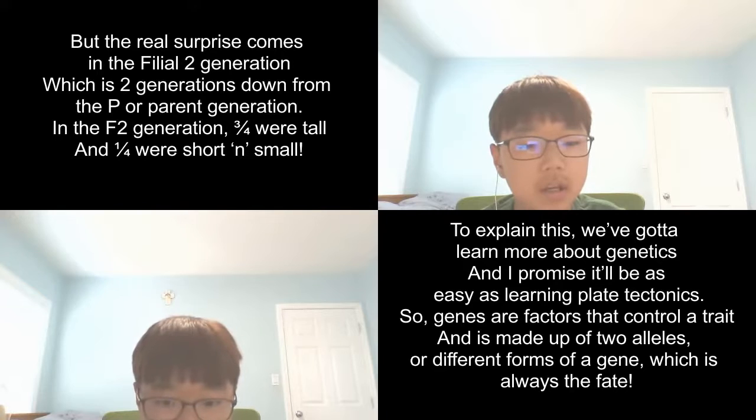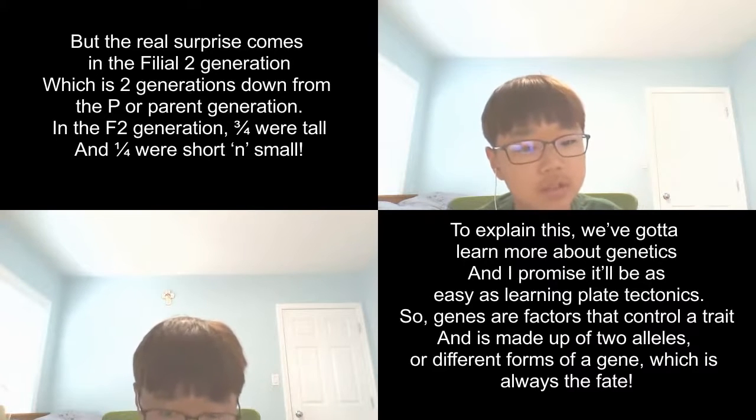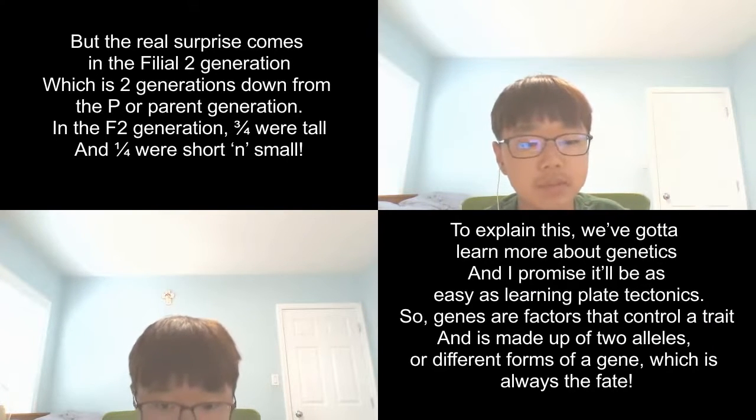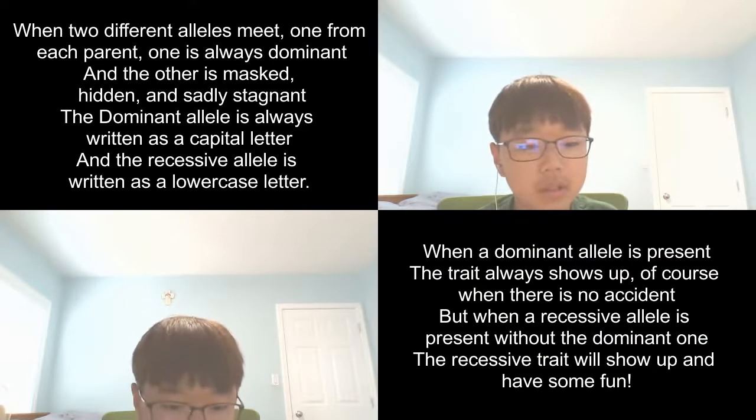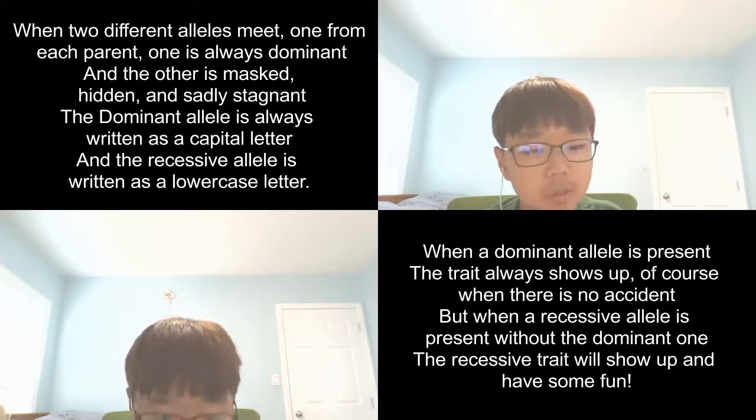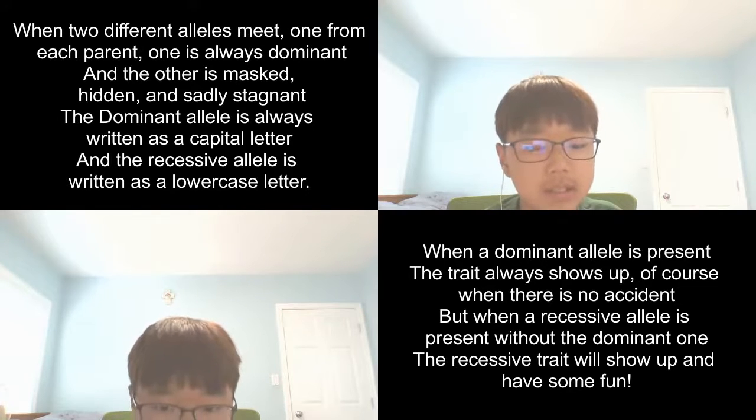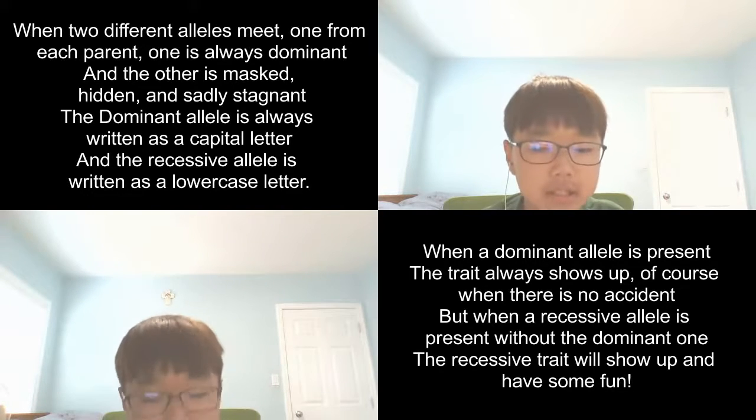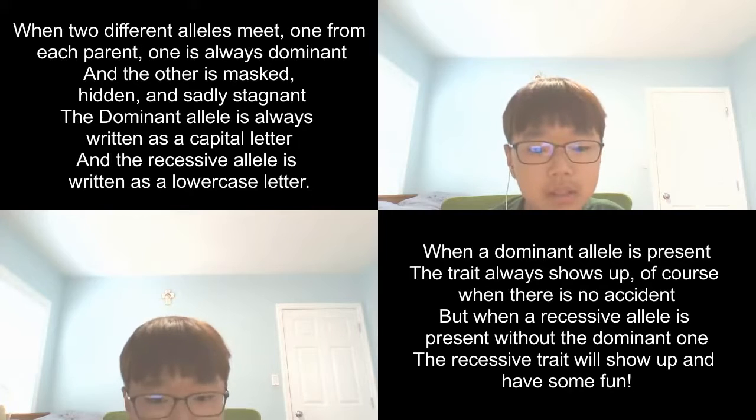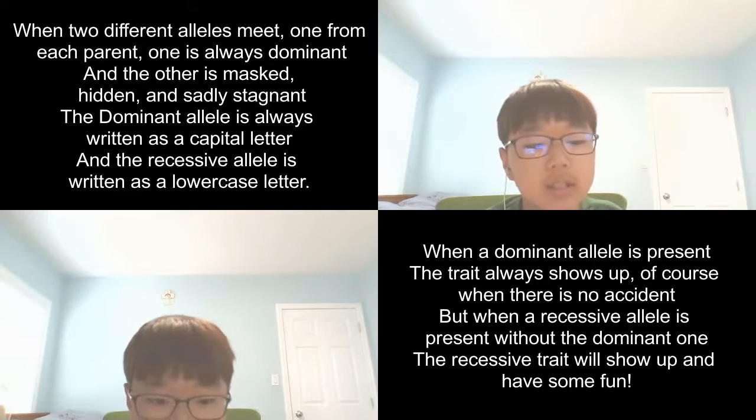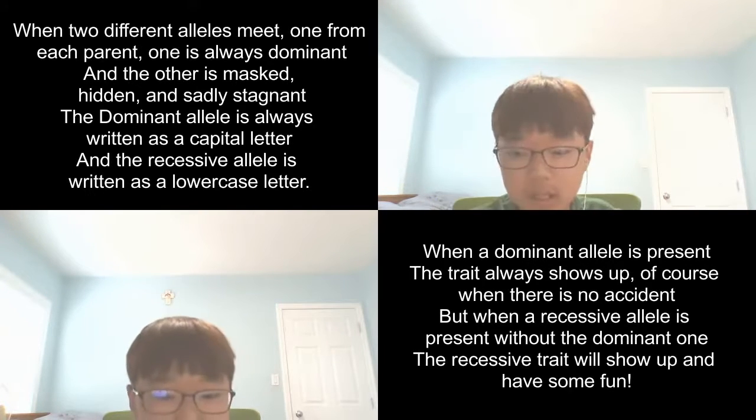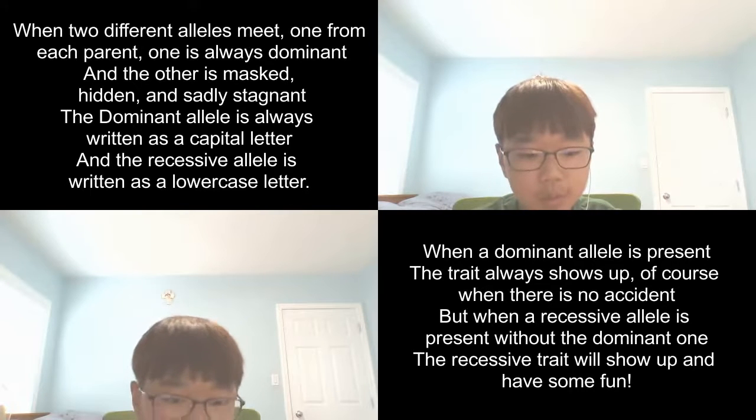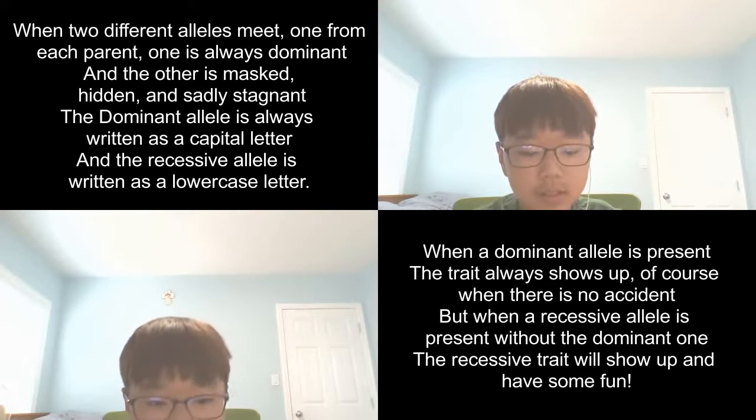So, genes are factors that control a trait, and each is made up of 2 alleles, or different forms of a gene. When 2 different alleles meet, one from each parent, one is always dominant, and the other is masked, hidden, and sadly stagnant. The dominant allele is always written as a capital letter, and the recessive allele is written as a lowercase letter. When the dominant allele is present, the trait always shows up.